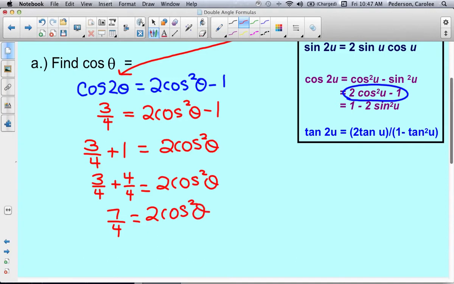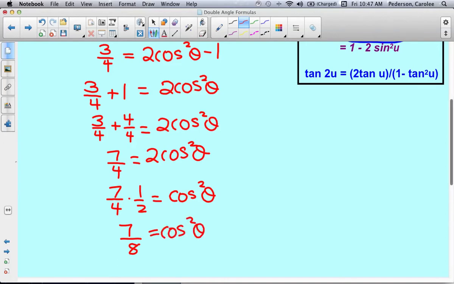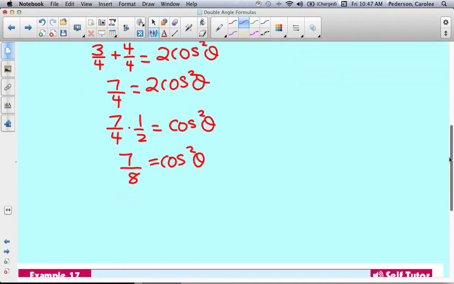Now we want to remove that 2. So we're going to either divide both sides by 2 or multiply both sides by 1/2. So 7/4 times 1/2 equals cosine squared of theta. And we multiply across, 7/8 equals the cosine squared of theta. And now we need to undo the square. So we're going to square root both sides. So the cosine of theta equals plus or minus the square root of 7/8.